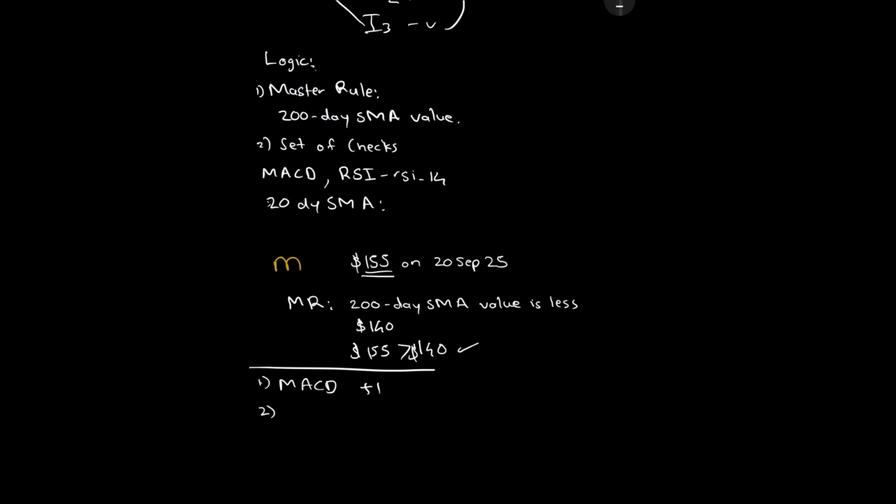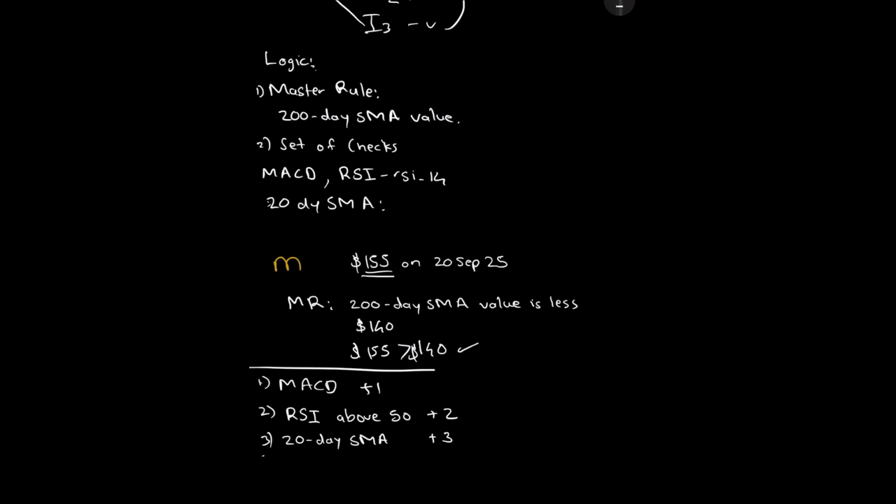Then it moves on to the next condition, which is the RSI. If the RSI value is above 50, it means it satisfies the condition, and now the score is +2. The third and the last indicator is the closing price against the 20-day SMA value. If this condition is also satisfied, the score is now +3.